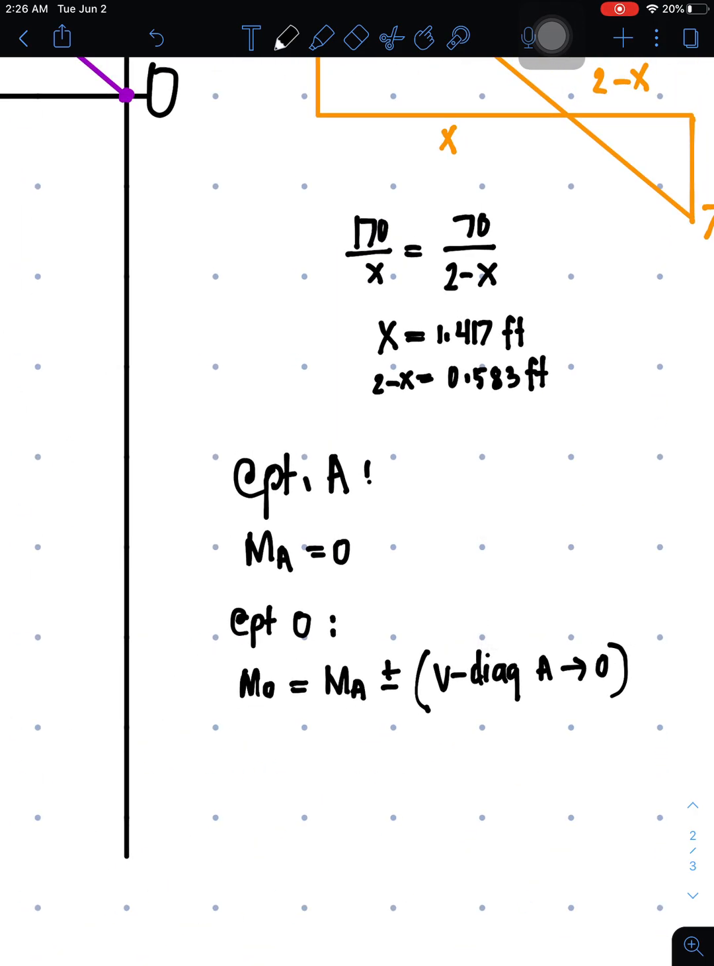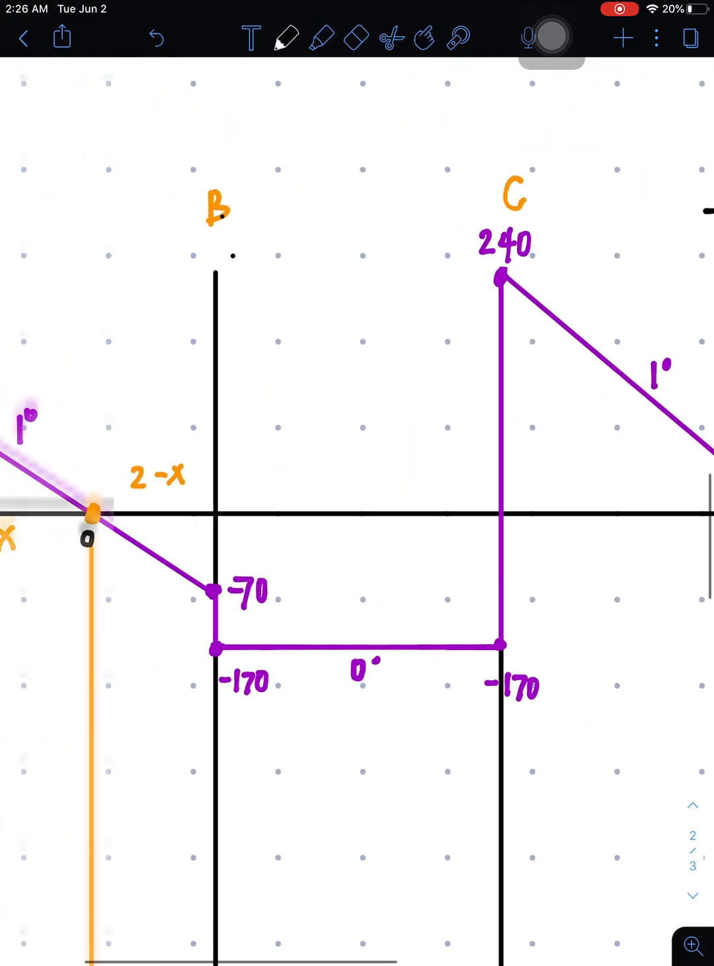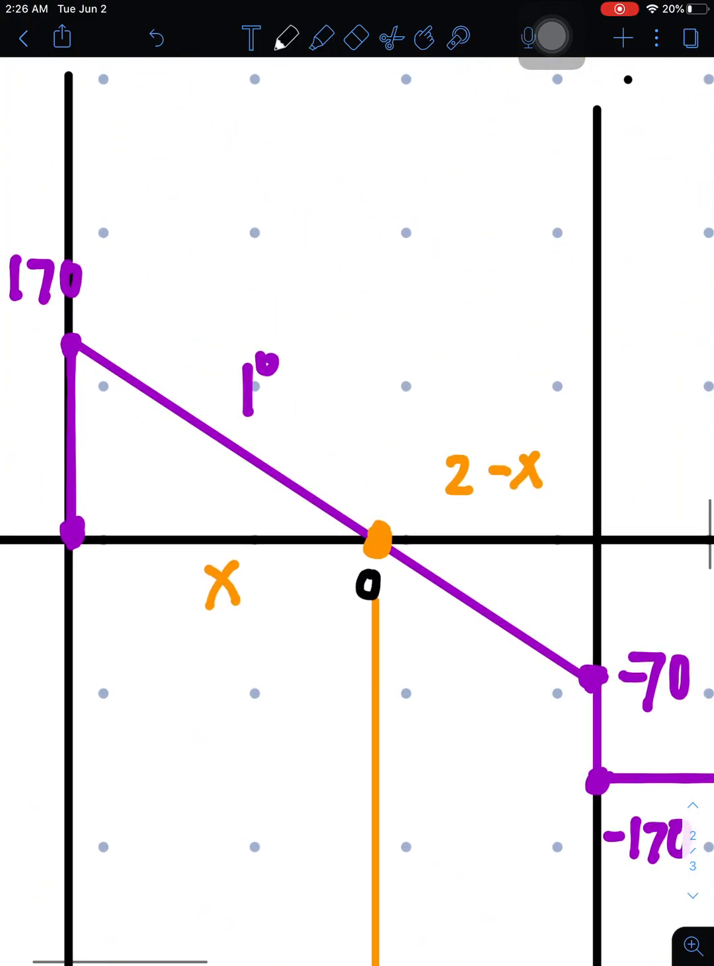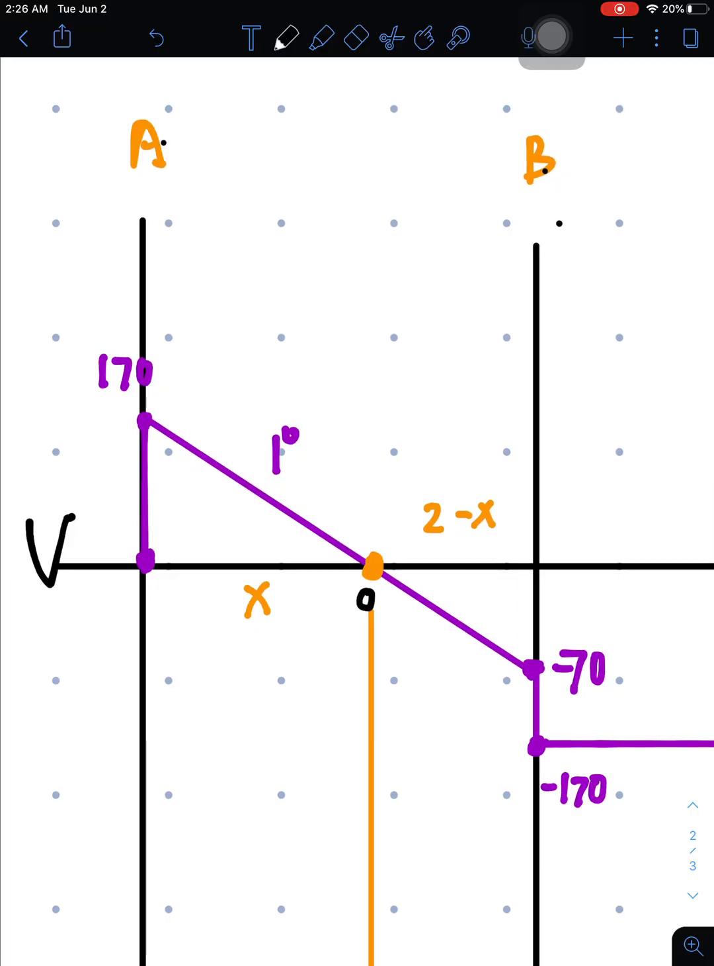So what is the shear diagram from A to O? The shear diagram of A to O is a triangle. So this is the shear area. How do we solve for that area?